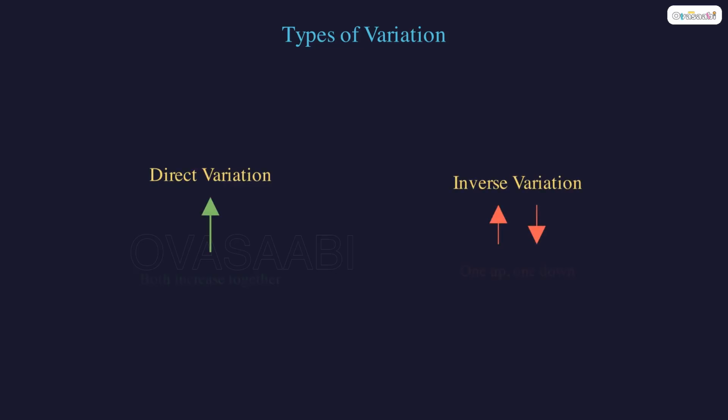Direct variation means two quantities increase together. Inverse variation means when one increases, the other decreases. Let's master both.